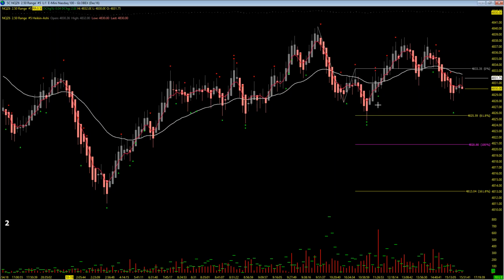Then we get a pullback, and this is the one that's gorgeous: this absorption signal right here lining up with, look at the amount of selling that took place in this range bar versus buying, and it still broke up. All of these people are hosed. And we know the market doesn't make a move until it traps somebody. I believe that. So this is the trap right there. That's a bear trap. That's going to help propel this up.